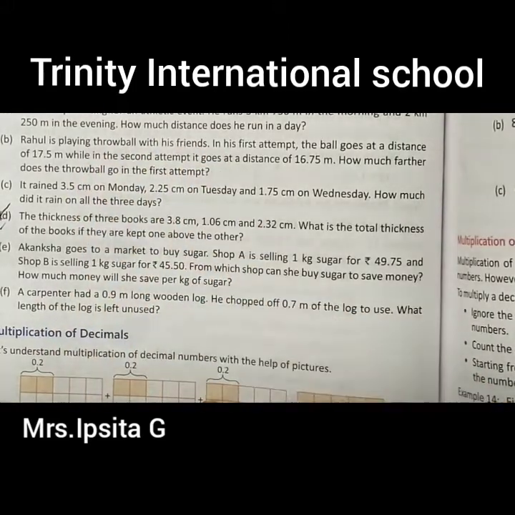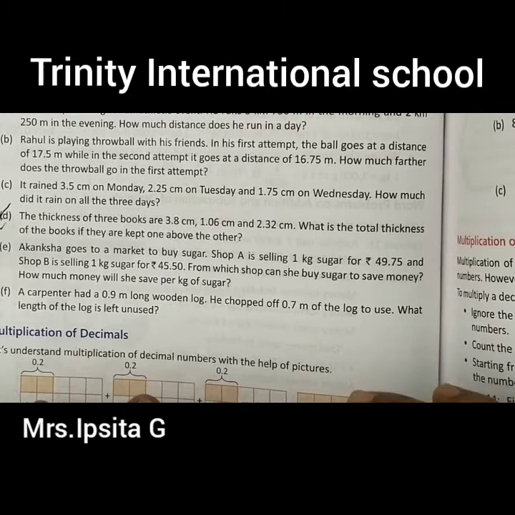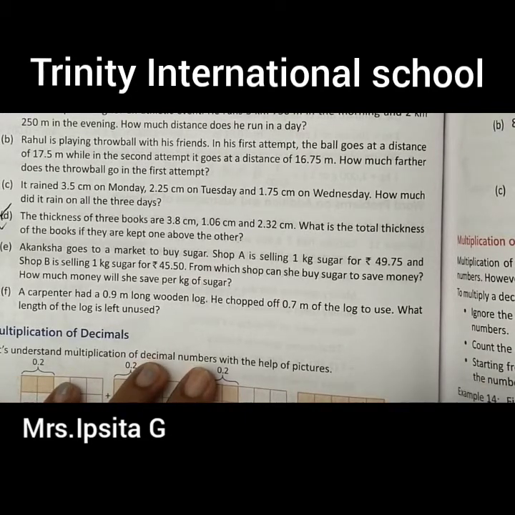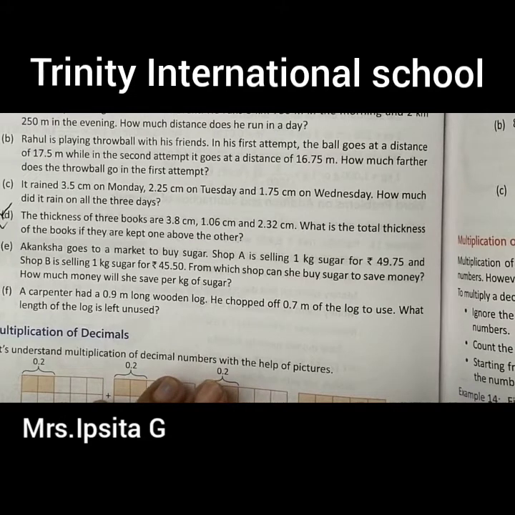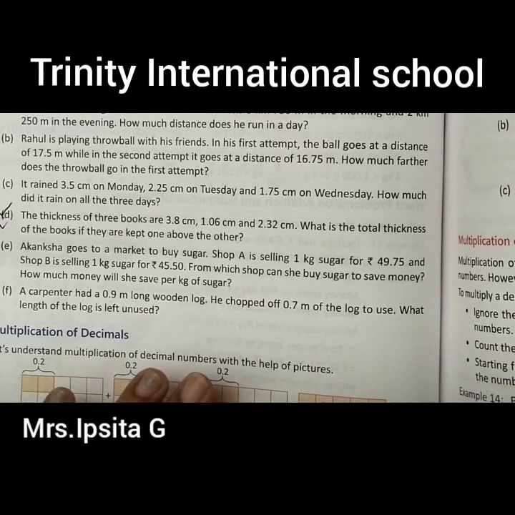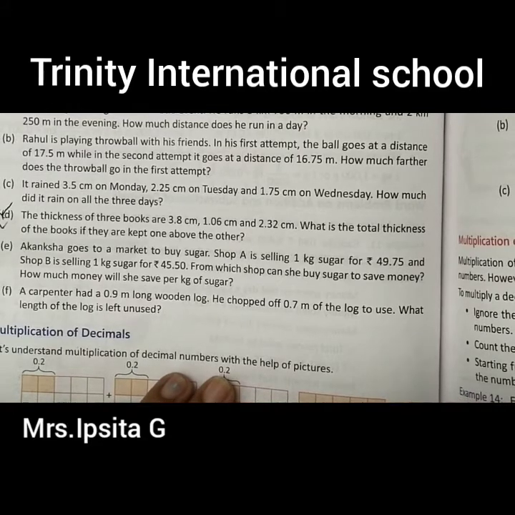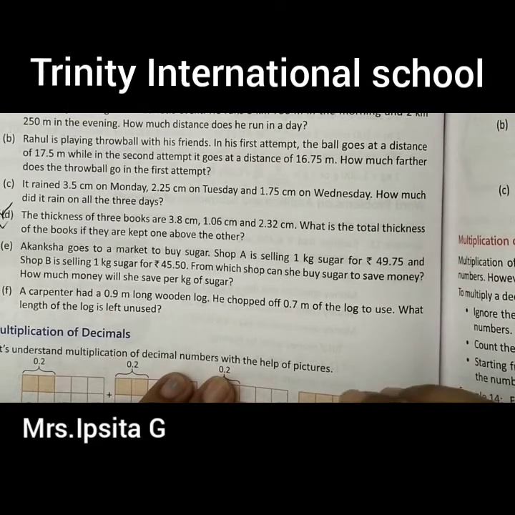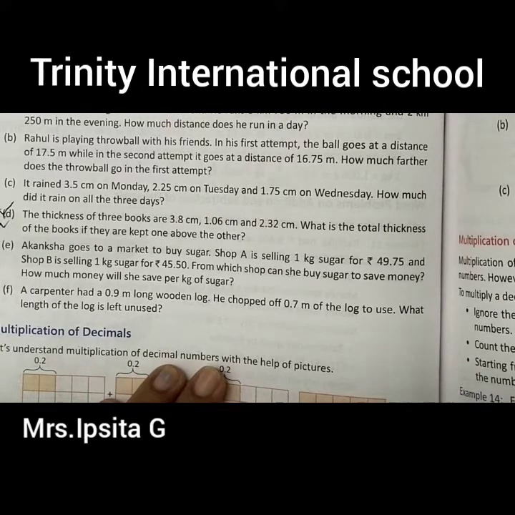So you can write the statements. आप स्टेटमेंट अपने आप लिख सकते हो. तो फर्स्ट स्टेटमेंट में कैसे लिखोगे? द बॉल गोज एट इन फर्स्ट अटेम्प्ट द बॉल गोज एट अ डिस्टेंस ऑफ 17.5 meter, or you can write like this: distance covered by the ball in the first attempt. कैसे लिखोगे आप स्टेटमेंट? देखिए मैं वापस बोल रही हूँ. Distance covered by the ball in first attempt is equal to 17.5 meter.